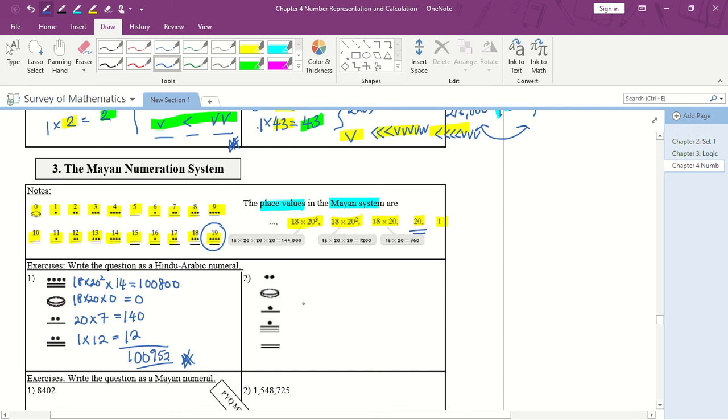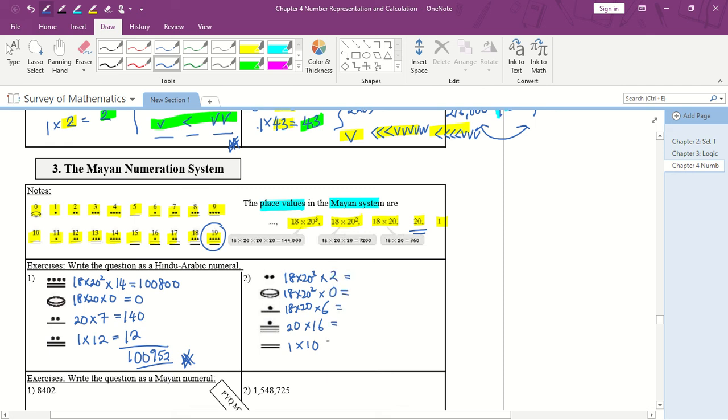Again, let's look at the next question. Start from the bottom. This should be 1, 20, 18 times 20, 18 times 20 squared. This will be 18 times 20 cubed. Then we start to identify what the numerals are telling us. 2 lines is equal to 10. 3 lines is equal to 15, plus 1 dot is equal to 16. A line with a dot means 6. A shell-like numeral is equal to 0, and 2 dots will give you 2.